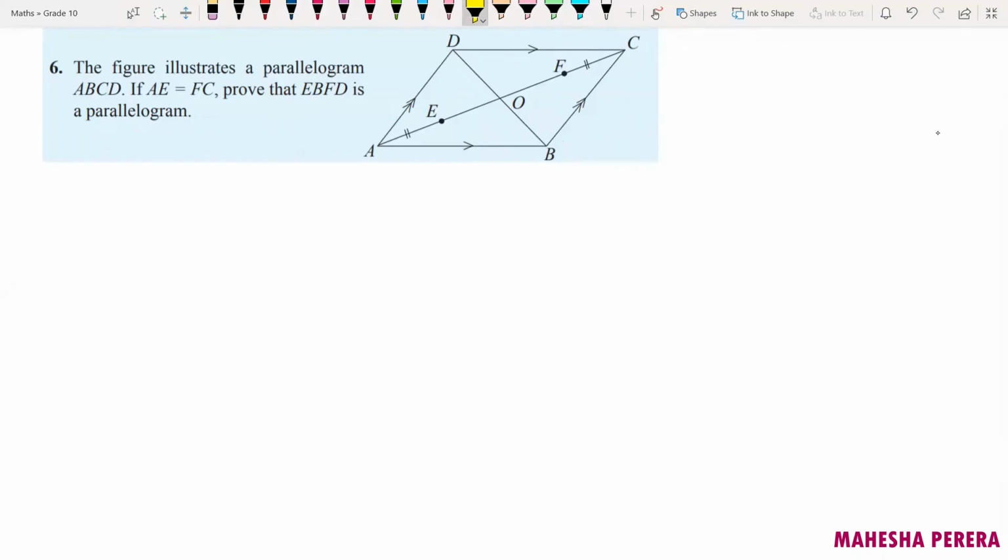This figure illustrates a parallelogram ABCD. Right, this is our parallelogram.